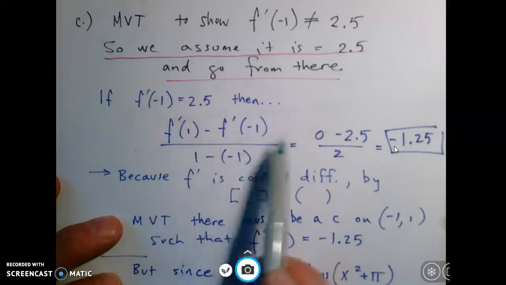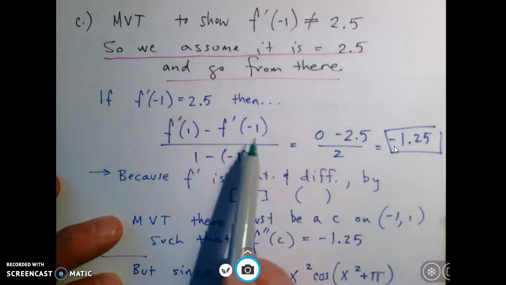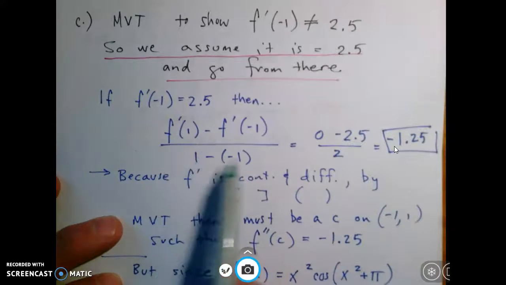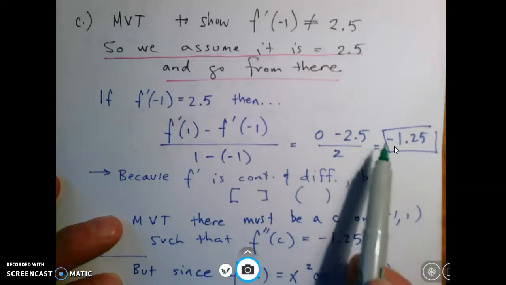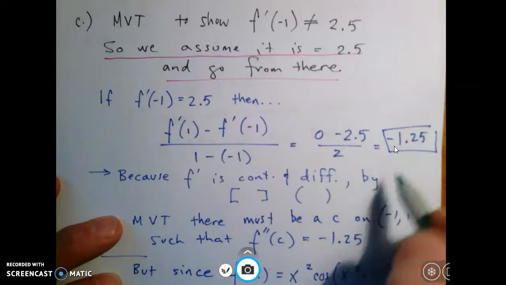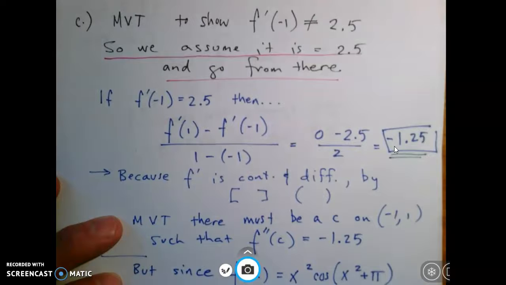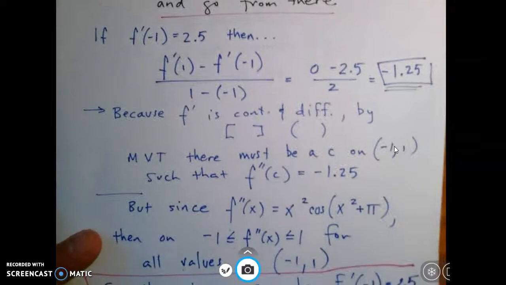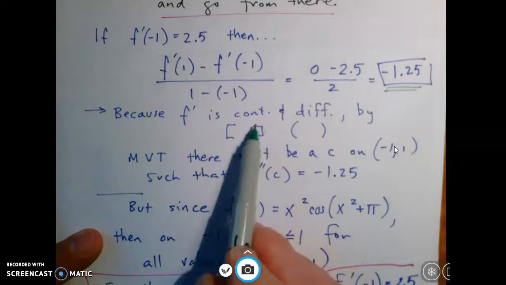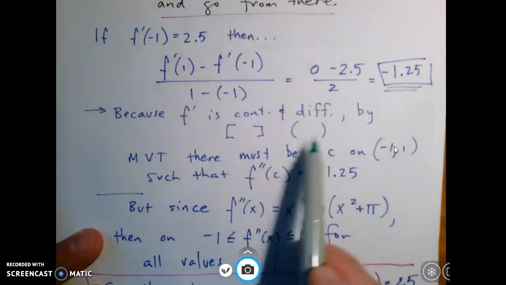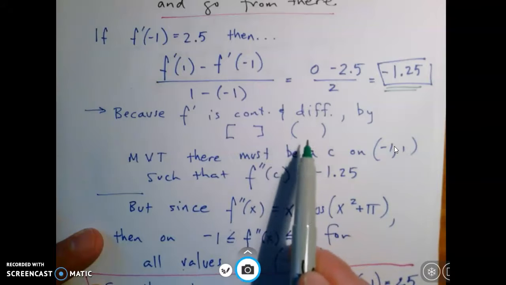So we go f prime of 1, which we know to be 0. They gave that to us. f prime of -1, we're assuming to be 2.5. We're finding the difference, and then we're finding the change in x, which is 1 minus -1. So we end up with, if in fact f prime of -1 was 2.5, then our average rate of change was -1.25. All right? And then we have to make sure that we do this because we're talking about the mean value theorem. So f prime is continuous and differentiable. It's continuous on the closed interval, -1 to 1, and differentiable on the open interval, -1 to 1.